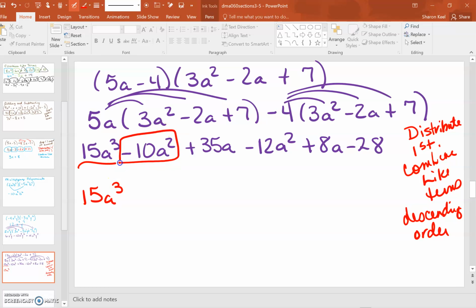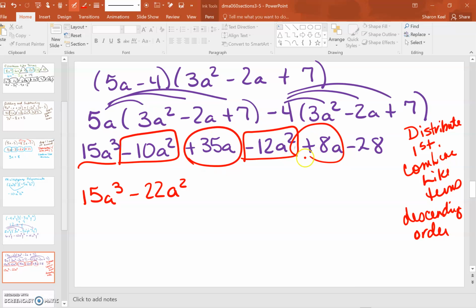When I look at the a squareds, there are two of those. So -10 minus 12 is -22a squared. For the a's, I have a 35 plus 8, which gives me 43a. And then last, we have minus 28.